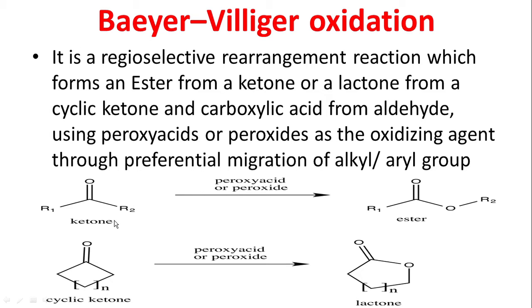So this is the example of the Baeyer-Villiger oxidation reaction, and here peroxy acids and boric acids are used as oxidizing agents. So this is the peroxide, and this is the peroxy acid you can use as an oxidizing agent to form the ester, and here, between this carbon and this carbon, oxygen is inserted.